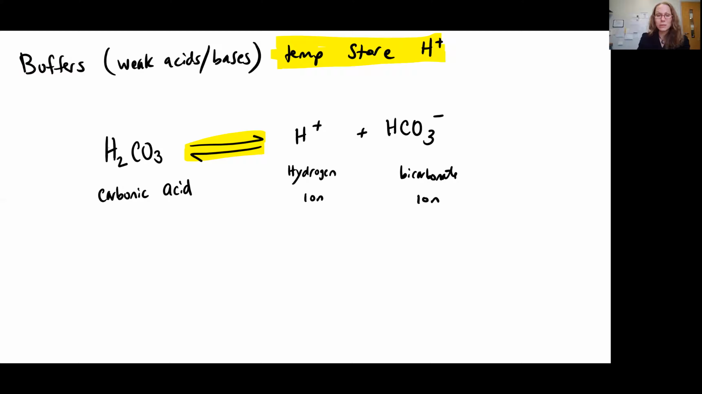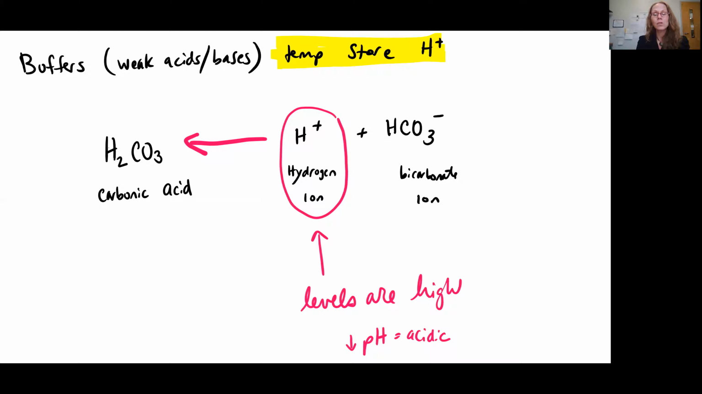Carbonic acid is one that we've talked about in the past. Carbonic acid is a weak acid. It dissociates into hydrogen ion and bicarbonate ion. It's weak because it's reversible. So that means not only can it separate or dissociate, but it can come back together as carbonic acid. So this is how it can store the hydrogen ion or release the hydrogen ion as needed.